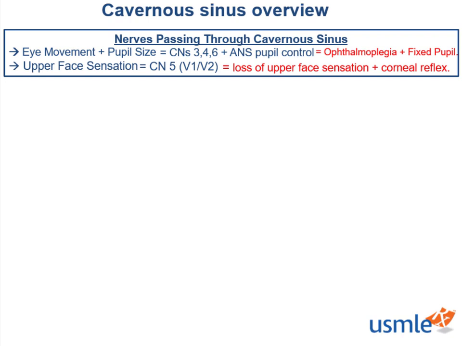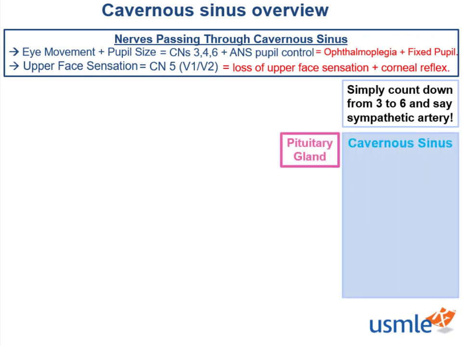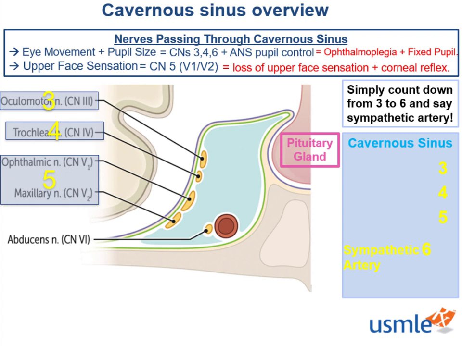That's a lot of information that can be simply summarized by counting down from 3 to 6 and saying sympathetic artery. Let me show you with this simplified diagram with the pituitary flanking the medial aspect of the cavernous sinus. Now count with me. 3, 4, 5, 6, and say sympathetic artery. With that in mind, let's apply that phrase to this diagram. Count with me again. 3, 4, 5, 6, and say sympathetic artery. This phrase puts all the contents of the cavernous sinus in order.